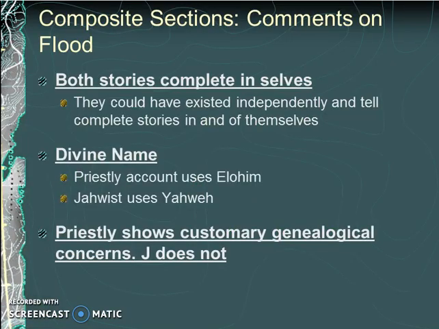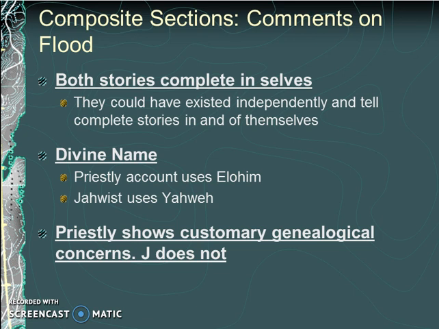Now, if you have read those parallel accounts side by side, or if you were to read a whole column just by itself, you'll see the following. You can see that both stories are more or less complete in themselves, thus demonstrating that they could have existed independently and before they were combined together. Second, the divine name does follow the pattern. The priestly account uses Elohim. The Yahwist account uses Yahweh.